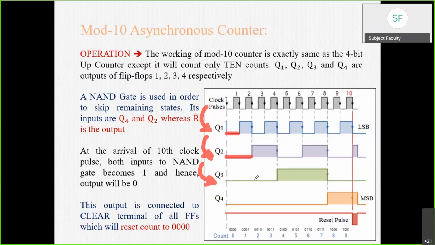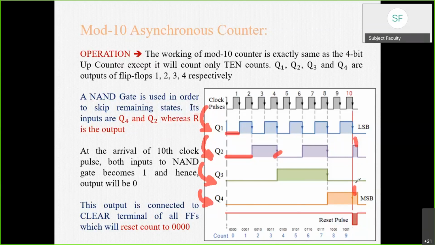Again, you can observe initially it is 0. It will change its state only at the arrival of this negative edge. Q3 is given to the clock input of Q4. Okay, so after the 10th clock pulse, what is happening here? For a very brief moment of time, Q2 becomes 1 and Q4 becomes 1.